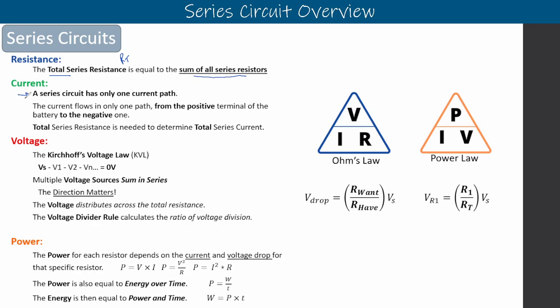The current in series only had one pathway. Right? And that meant that there was only one current in series. The current flows through one path from positive to negative, and to get the total series current, we need the total series resistance.